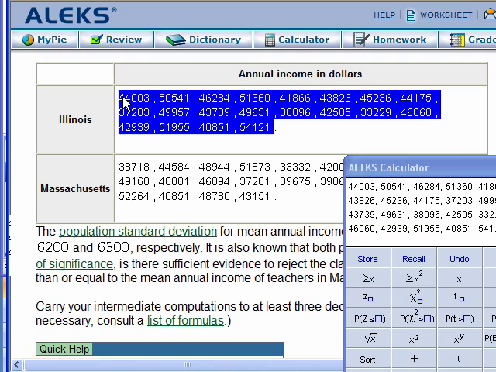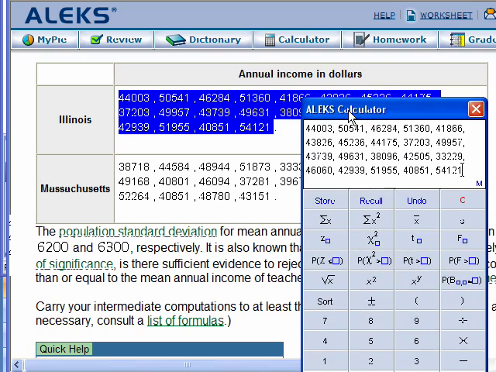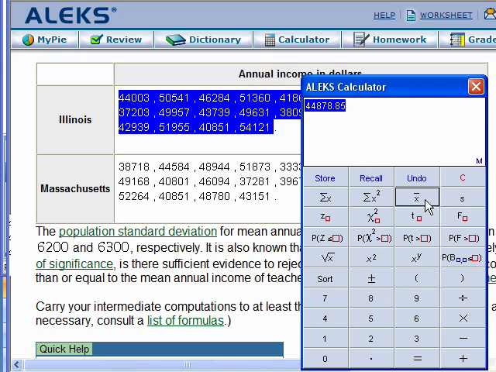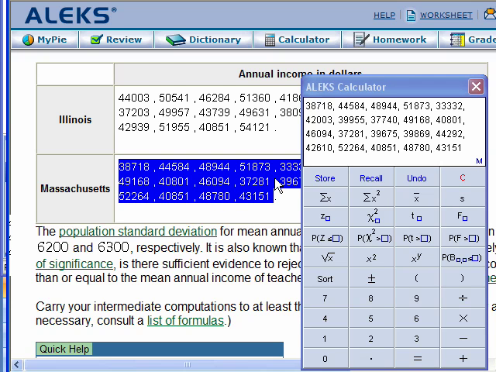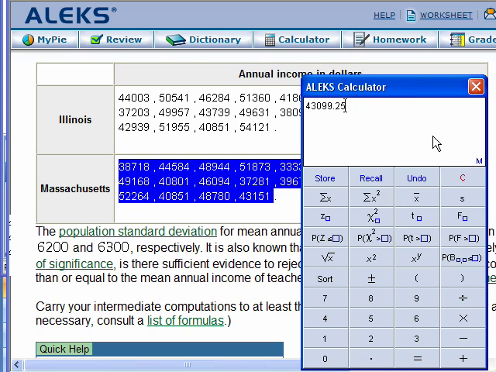Woohoo! If I highlight the data, it autofills in the ALEKS calculator. Is that just too spiffy for words? Then you hit the X bar key and it gives you the mean. So x1 bar is equal to 44,878.85, and then let's do the same for the second one. If you just double click it, it'll also fill. So x2 bar is equal to, when I hit the mean key, 43,099.25. So I'm writing those all down on my paper.